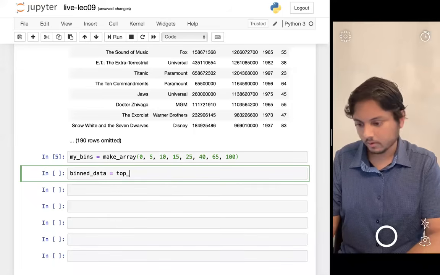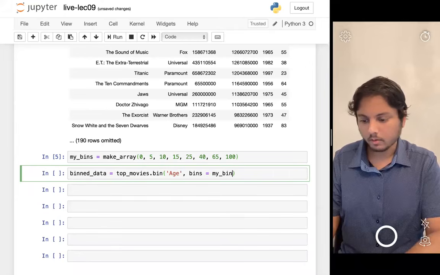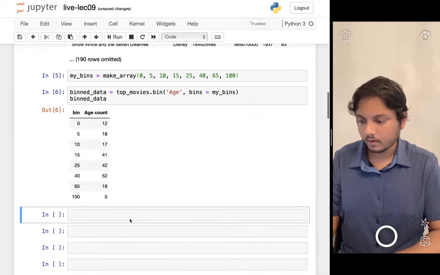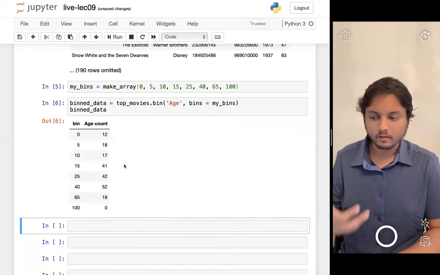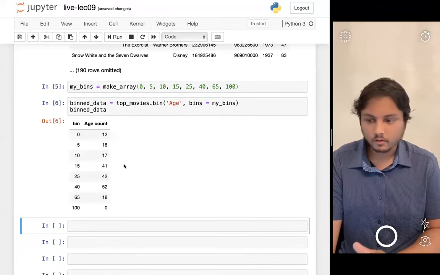And basically what we do is we take top movies, we call .bin, and we say, what do we want to bin it on? We want to bin it on age. And what bins do we want to use? We want to use my bins. And so we can take a look at that. And so this is actually one way to visualize the numerical distribution of age.